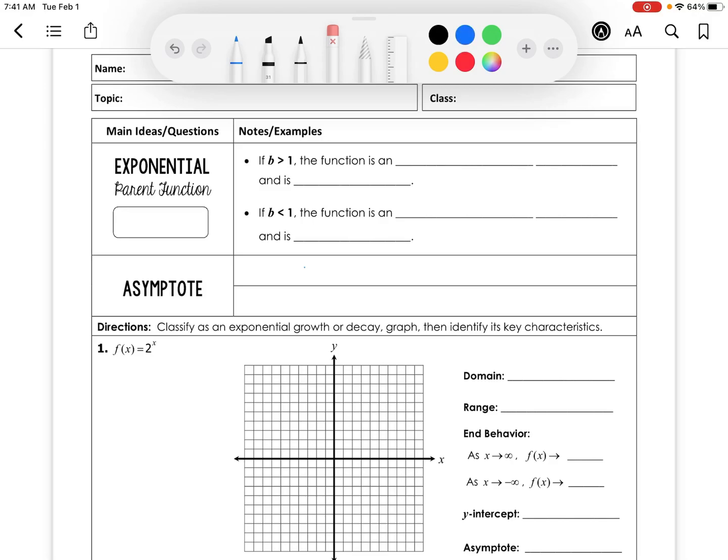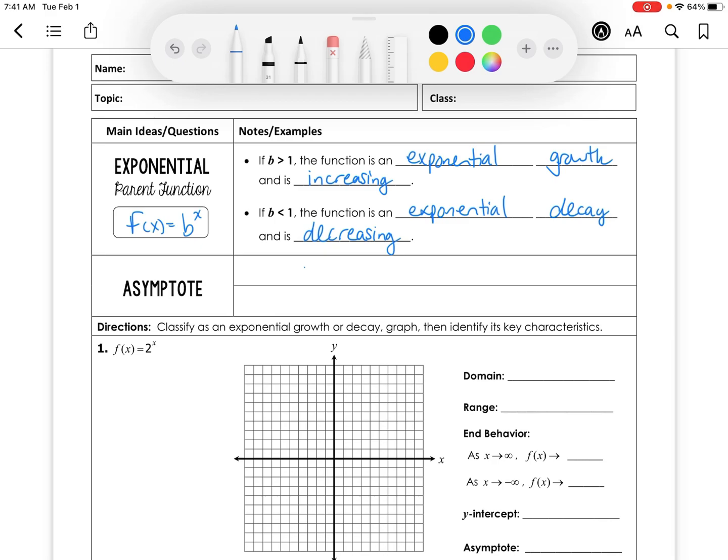The original graph that we have to first know is f of x equals b raised to the x power. If b is bigger than 1, it's going to be an exponential growth function, and that function is increasing. If b is less than 1, the function is an exponential decay, and it is decreasing.